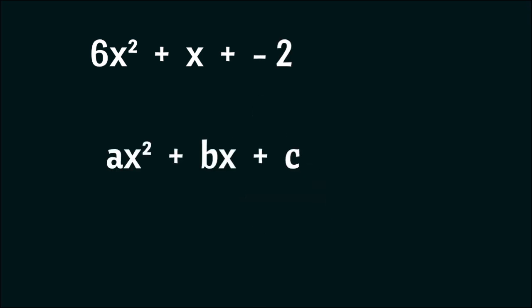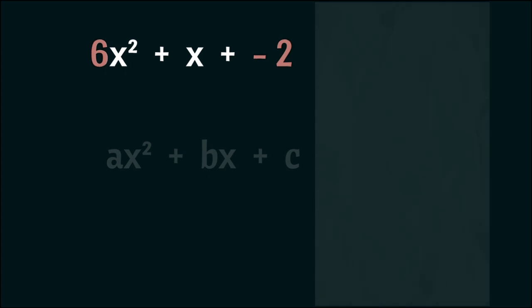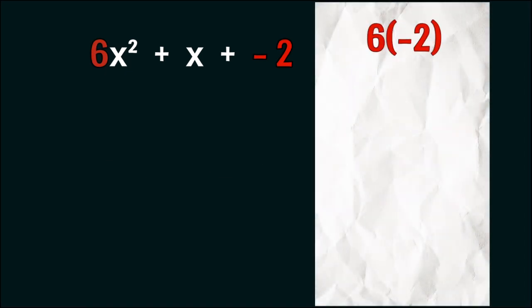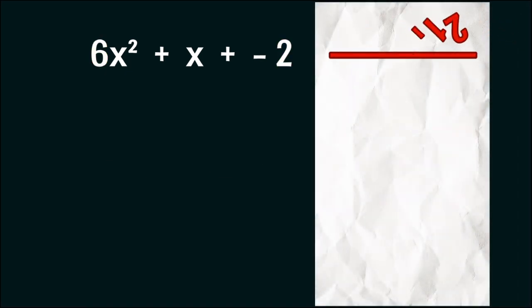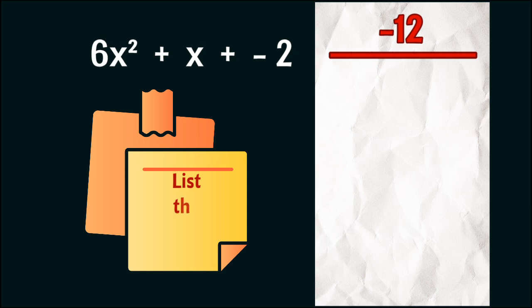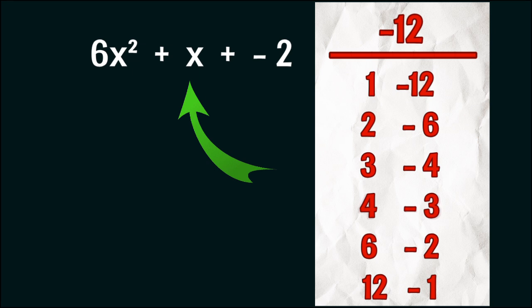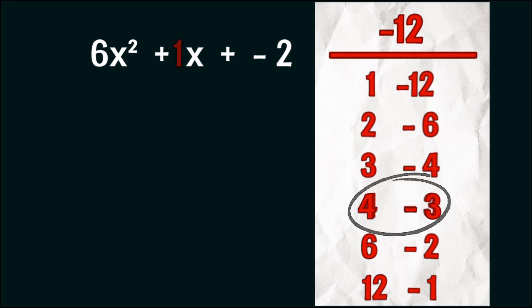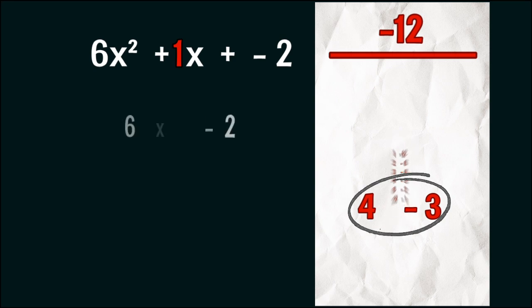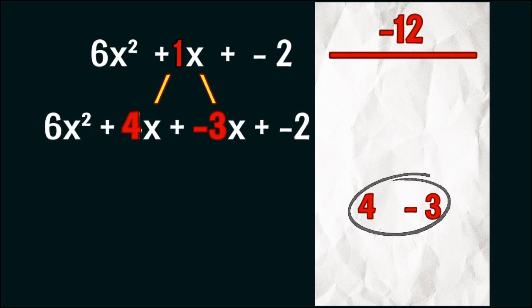Since our first step is multiplying a times c, we'll multiply 6 by negative 2, which gives us negative 12. Now we want to list all the factors of negative 12 to see which ones add up to our middle term. Since 4 and negative 3 add up to 1, we'll rewrite the middle term as 4x plus negative 3x.